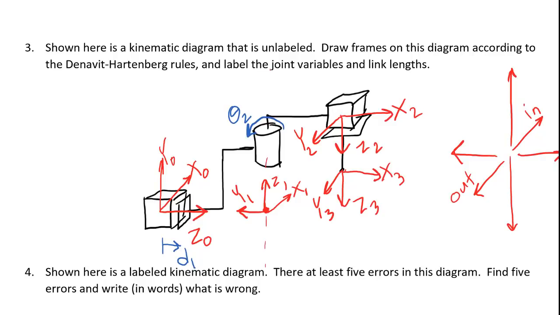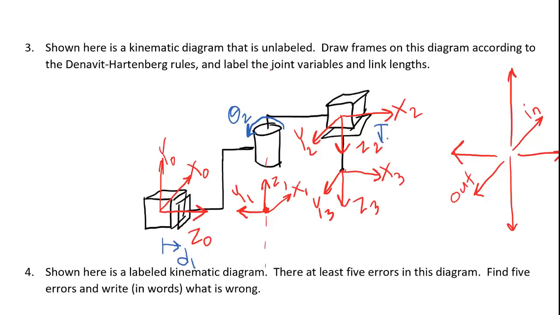The reason I'm doing that is because I'm showing that when this joint moves, when it turns, the frame that rotates as a result is frame 2, not frame 1. So when this revolute joint turns around, frame 1 will stay just as it is. It's frame 2 that will rotate. So that's why I called this theta 2.